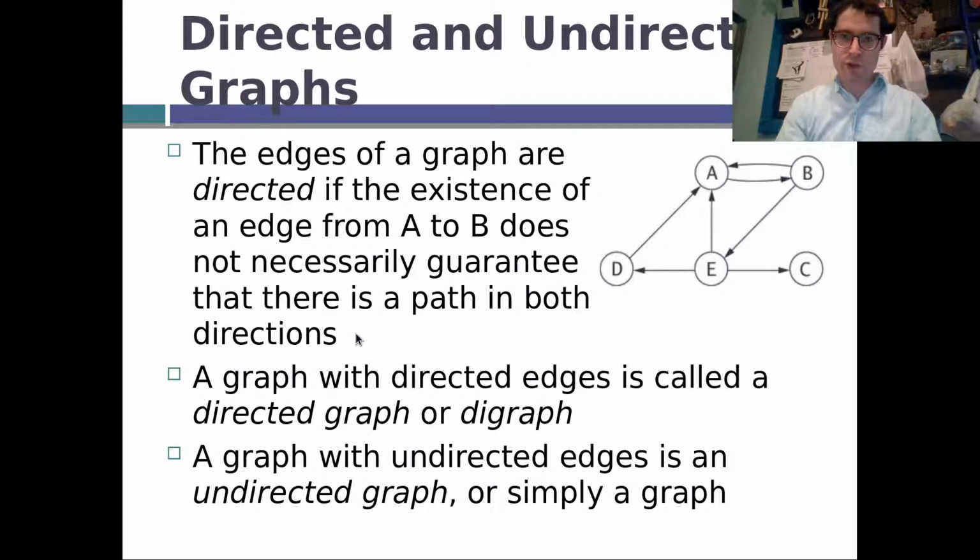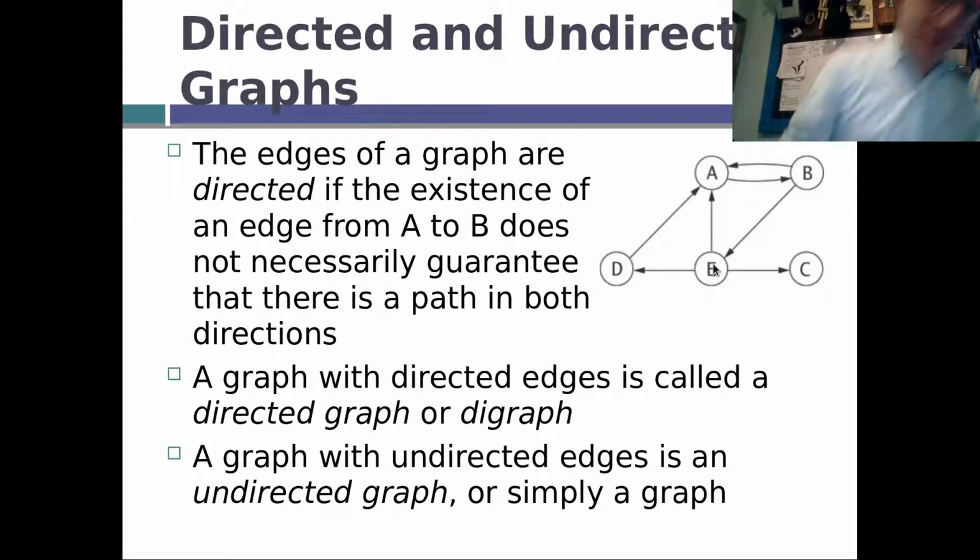So let's talk about directed graphs and undirected graphs. Graphs are directed if the existence of a relationship or an edge from A to B does not guarantee a relationship from B to A, right? Just because E goes to A in this example, A doesn't necessarily go to E. That might be a bit abstract, so let's go ahead and unabstract that.